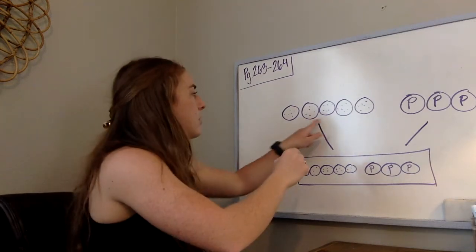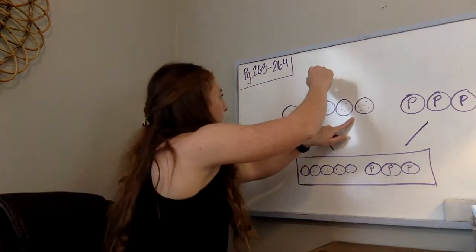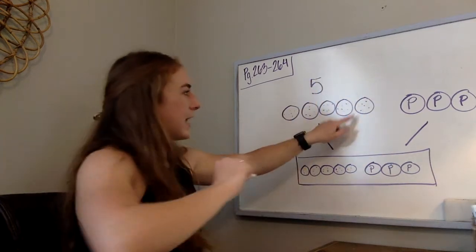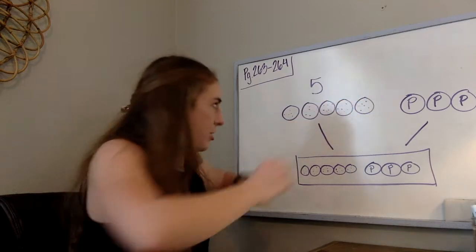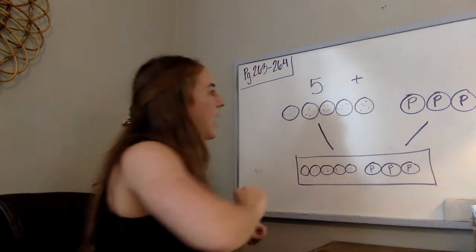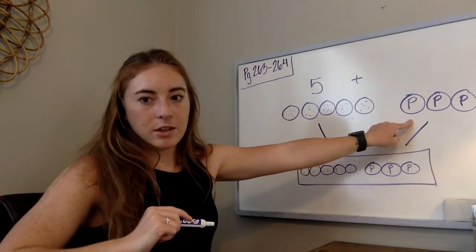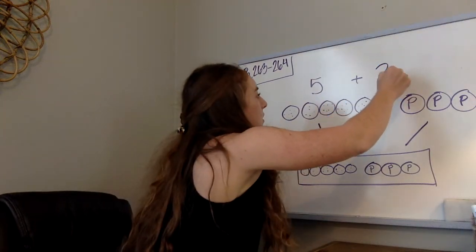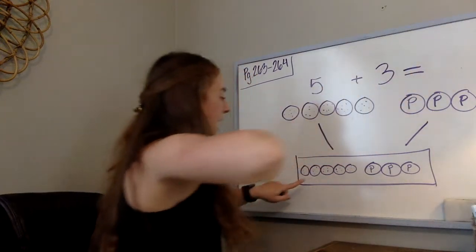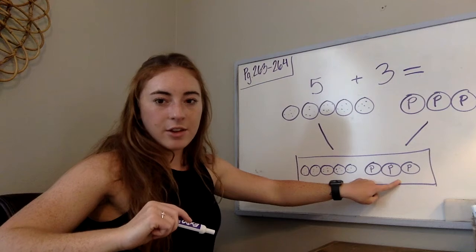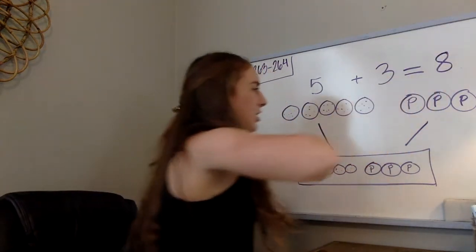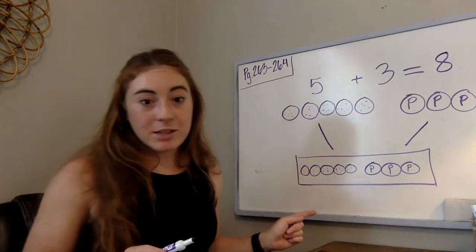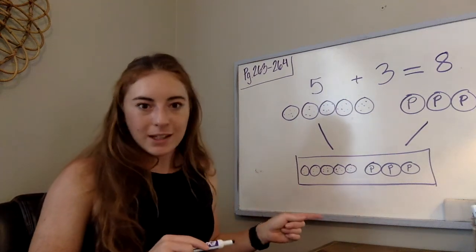Well, how many do I have here? 5. And is this an addition or a subtraction picture? Addition. How many peanut butter cookies? 3 equals, and how many cookies did we have all together? 8. Good job. Make sure your picture matches mine, so if you need to pause the video, you can do that.